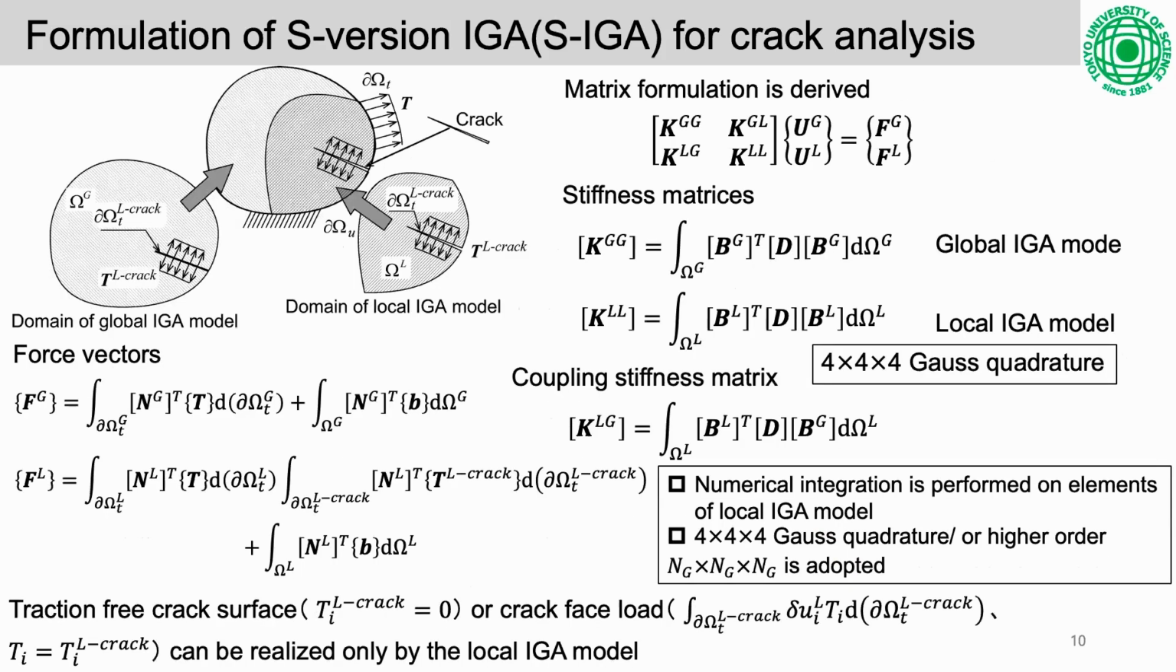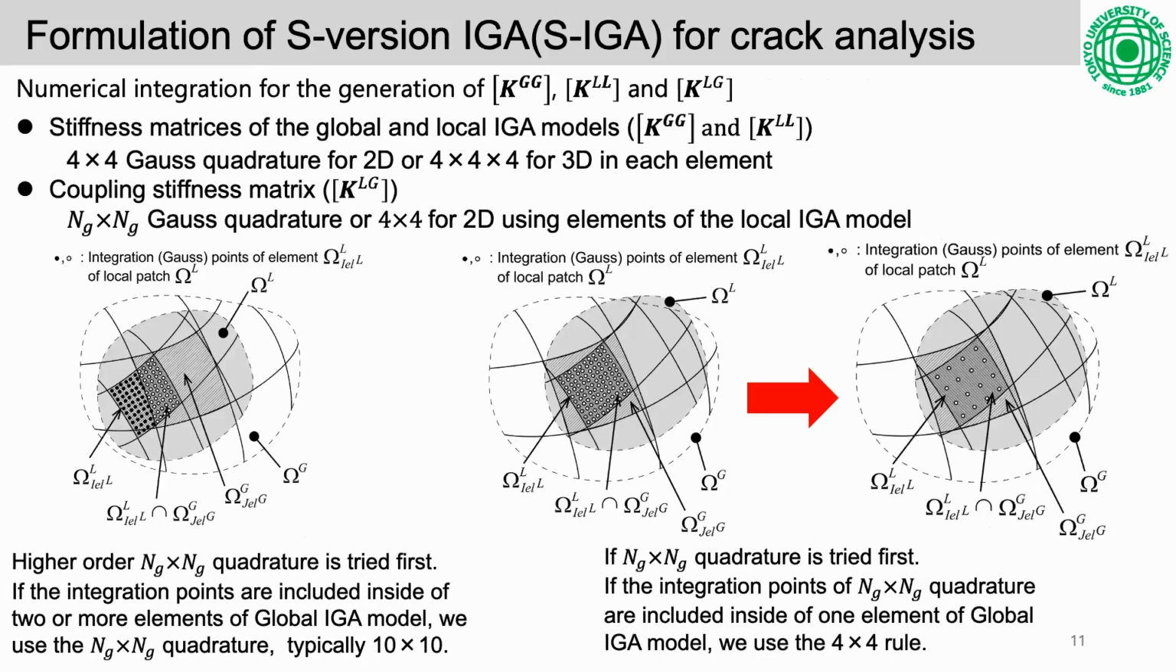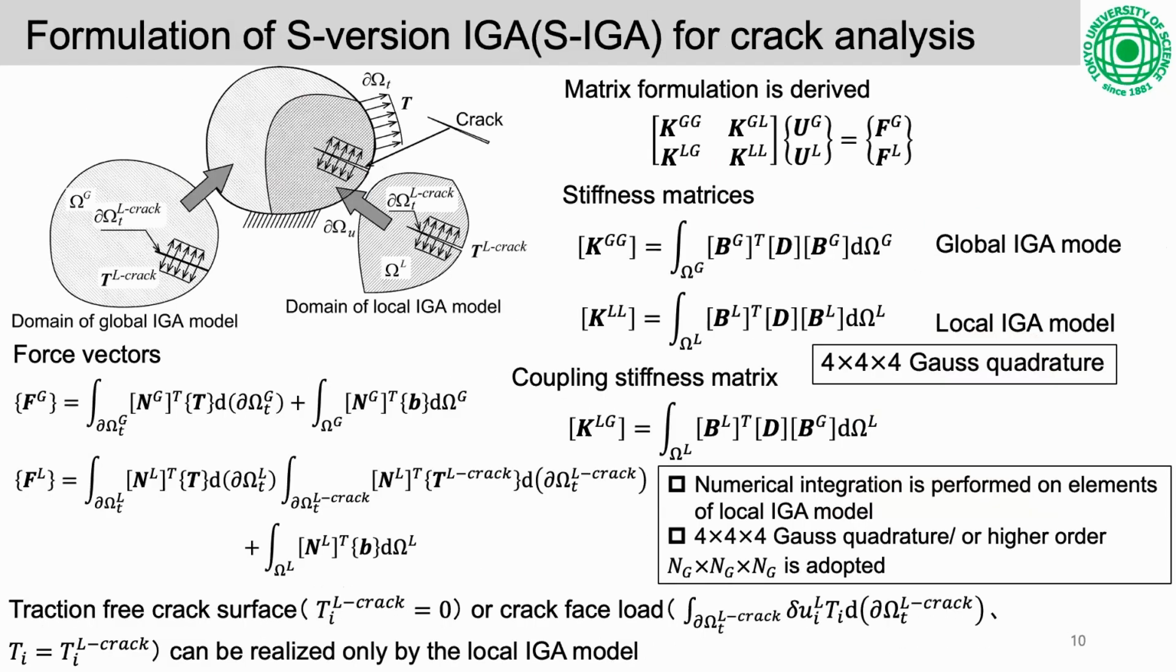Then we can apply this technique to the crack problem. In the crack problem, the crack can be modeled only by the local model. Therefore, if you have the global structure already modeled, then you can just plug in a local model that is exclusively for the crack. That's it.